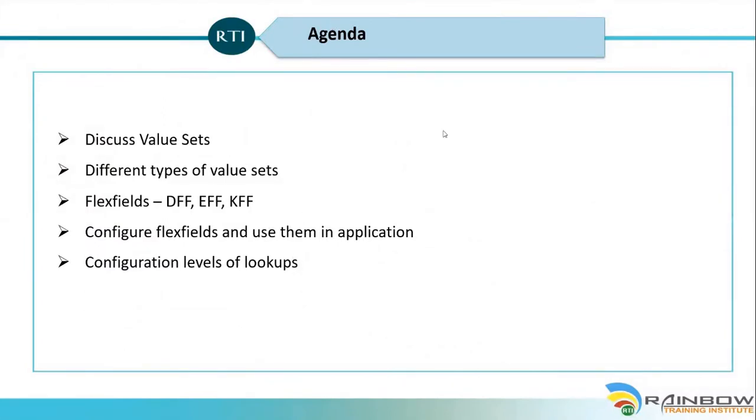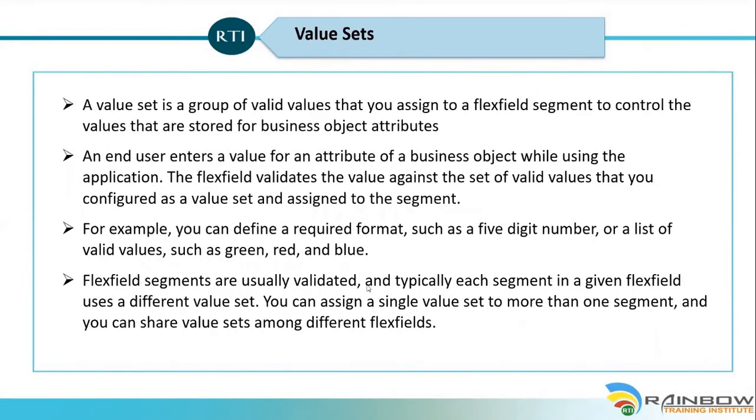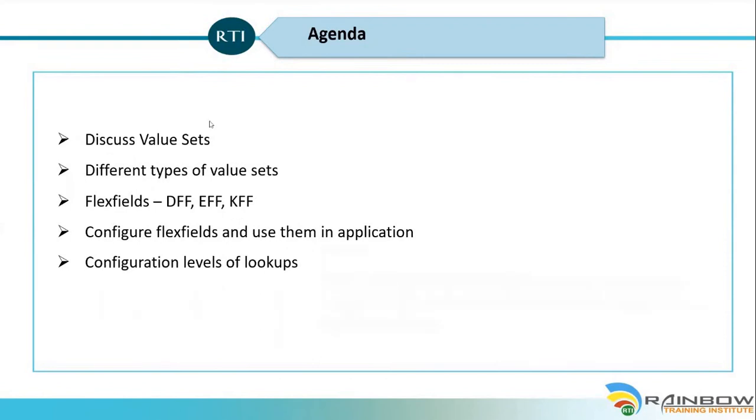Okay. Let's go ahead and get started. These three components, the value sets, flex fields, and the lookups, work pretty much the same way as in eBusiness Suite. It's just that in terms of flex fields, you've got an additional flex field type called extensible flex field. So in EBS, you have a descriptive flex field and key flex field, right? But in ERP Cloud, you've got one more additional flex field called EFF. So we cover all those three.